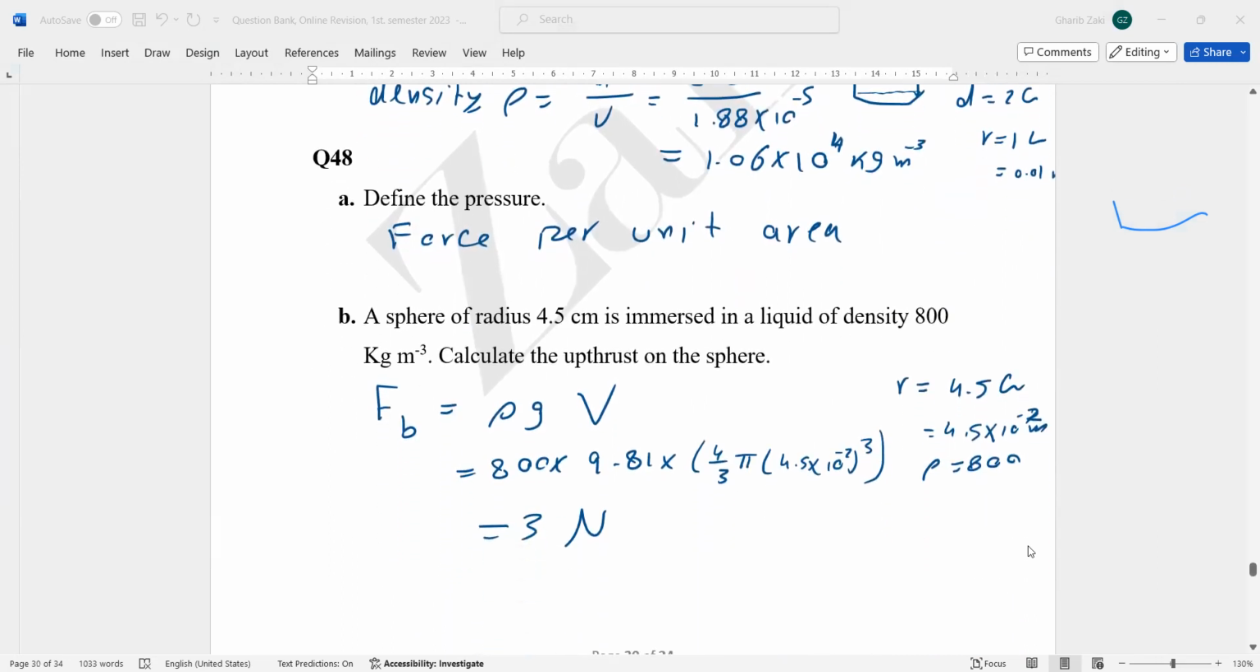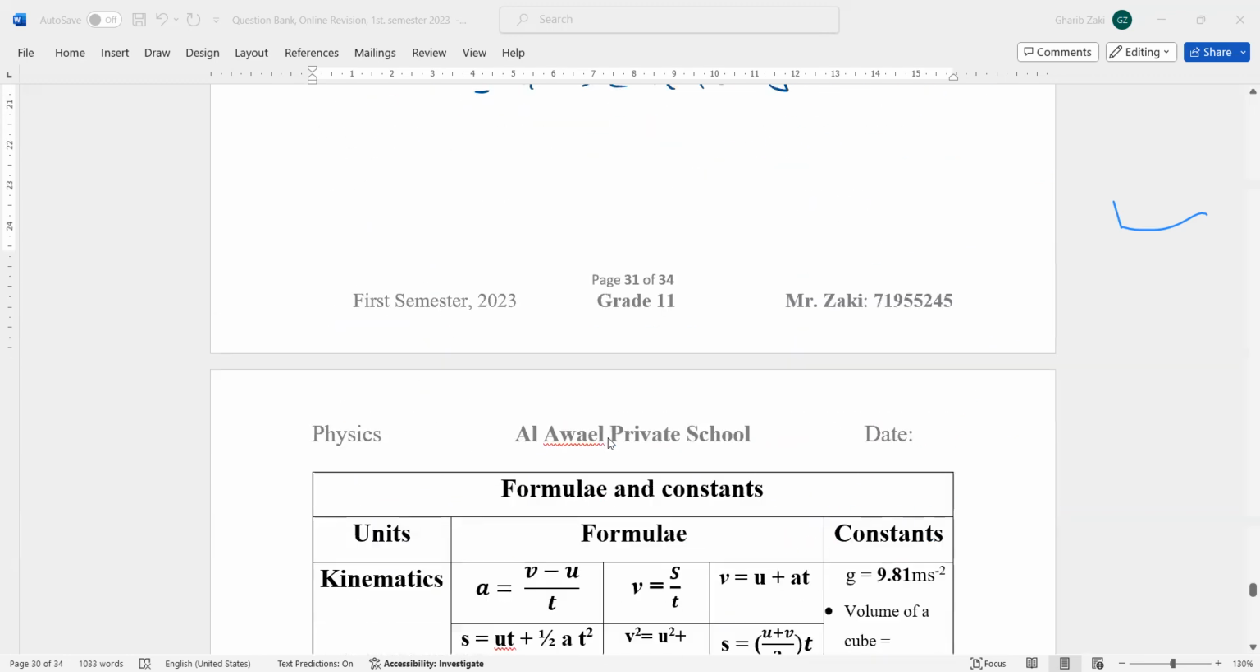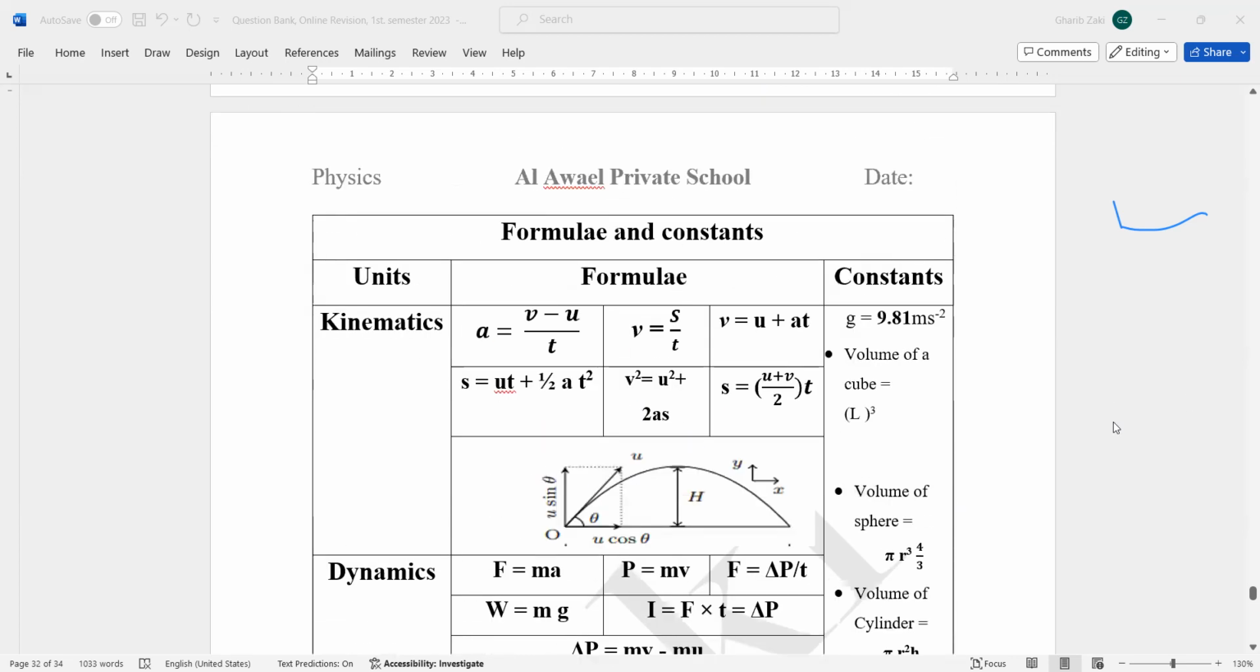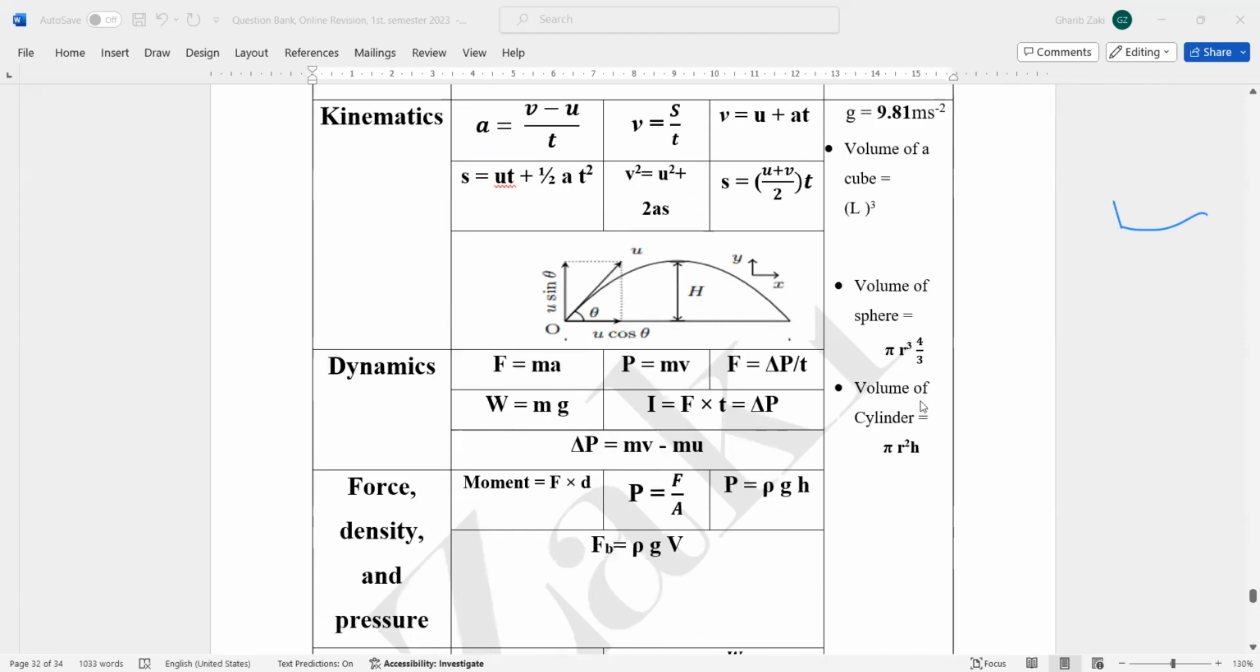Here we find the volume of a sphere, 4/3 by r cubed. This is the radius, and this is the buoyant force. It will be in the formula sheet. Can you see here? So it's rho g h, okay, buoyant force. Now this is the formula sheet that you will see in the exam. It contains everything that you need. Here's the volume of a cube, the volume of a sphere, 4/3 by r cubed, and the volume of a cylinder is pi r squared h.